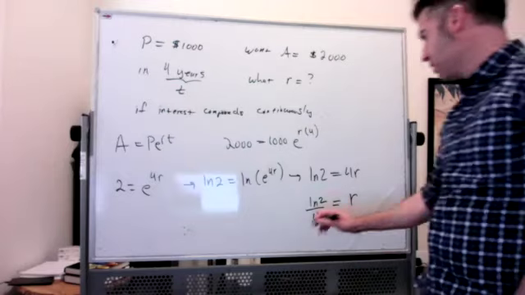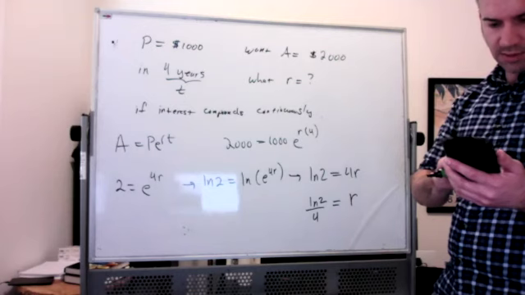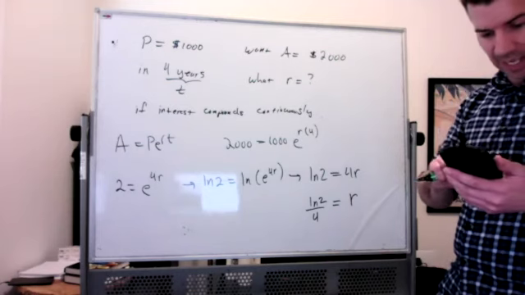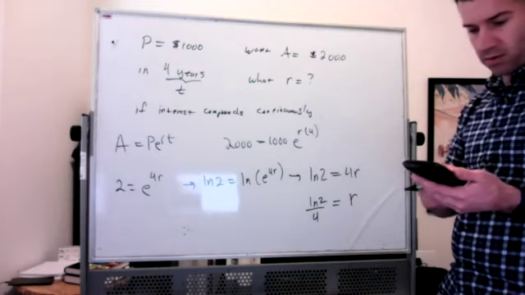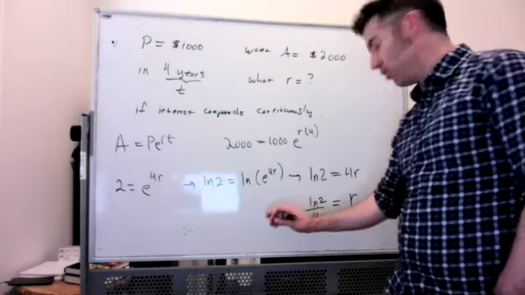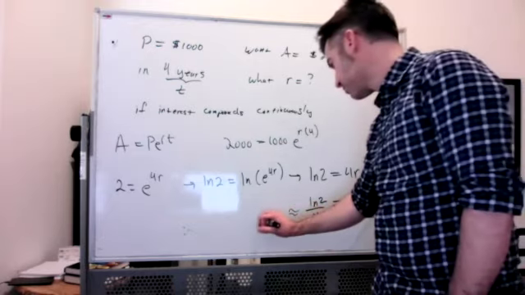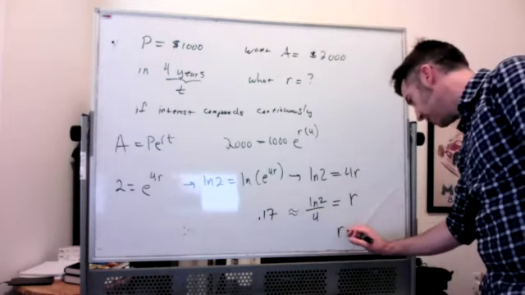No, I don't think I have. So that's going to be the natural log of 2, which is about 0.69, I believe. Yep, divided by 4. It's going to be about 0.17. So that's going to be an interest rate of about 17%.